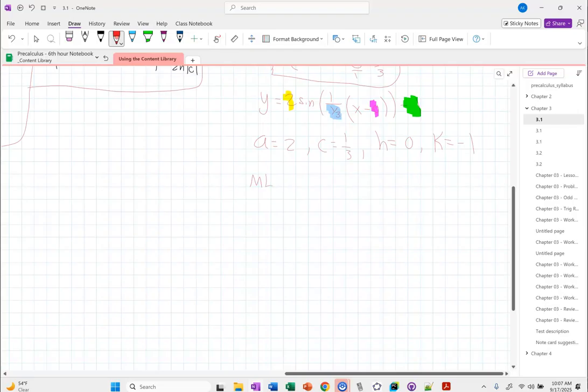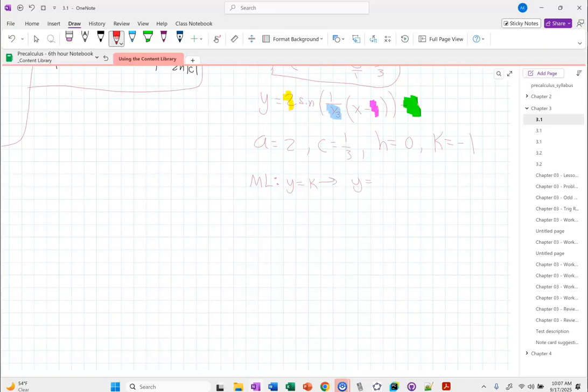So, my midline is y equals k. So in this case, y equals -1 is my midline. My amplitude is the absolute value of A. So in this case, my amplitude is 2.